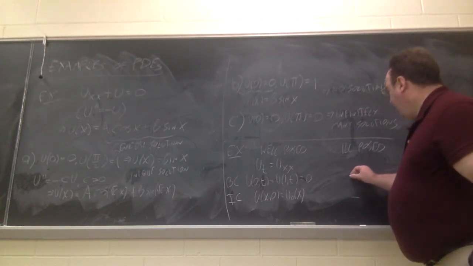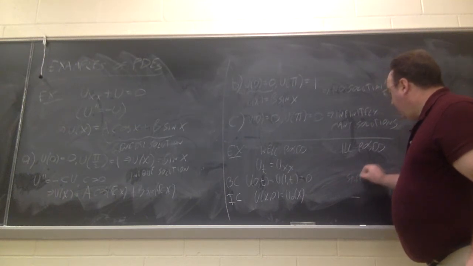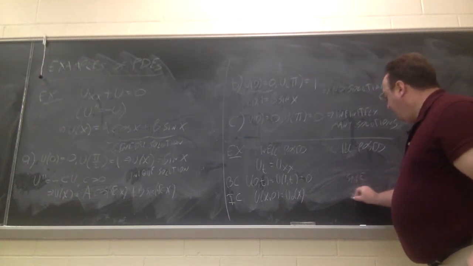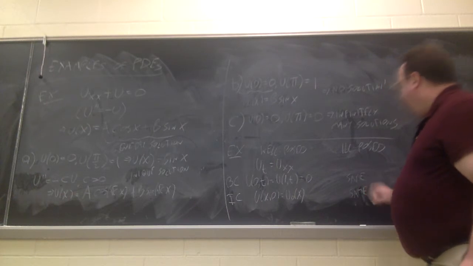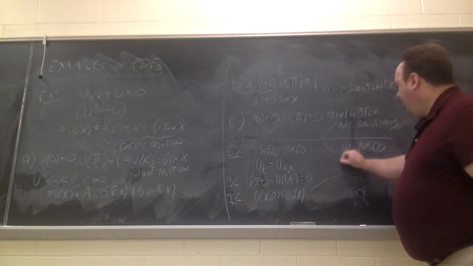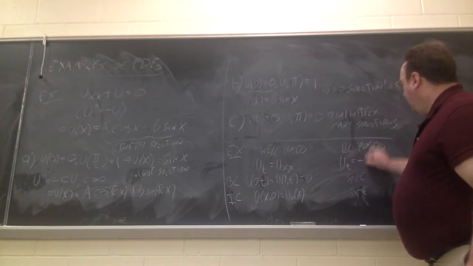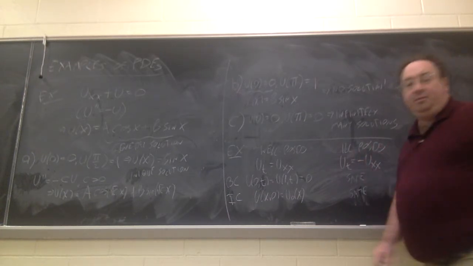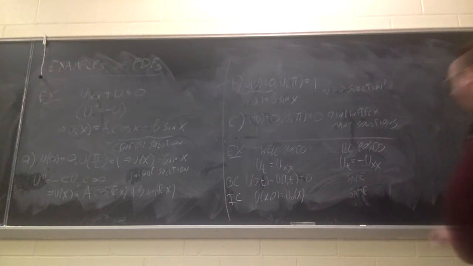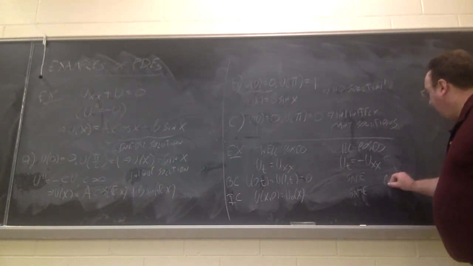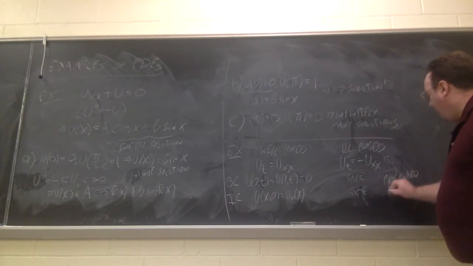So now, if I have a problem that has the same boundary conditions, same initial conditions, but a slightly different PDE, ut is equal to minus uxx. So this is called the backward heat equation.